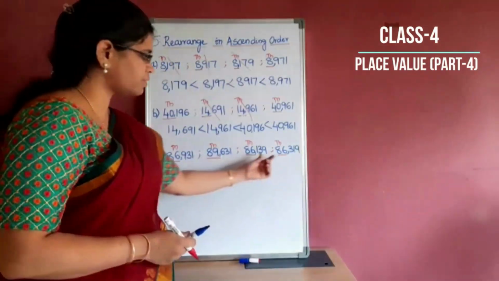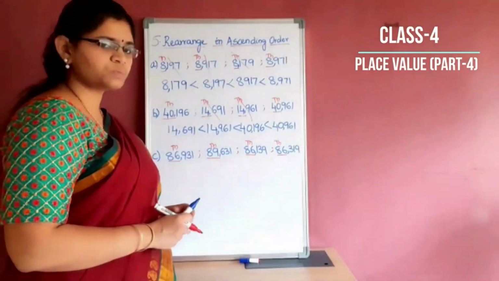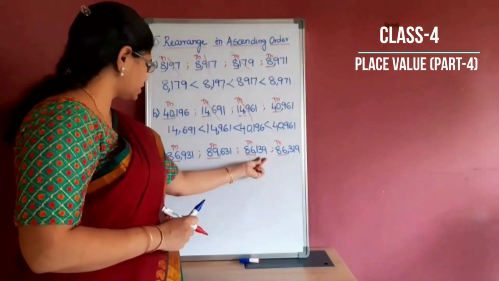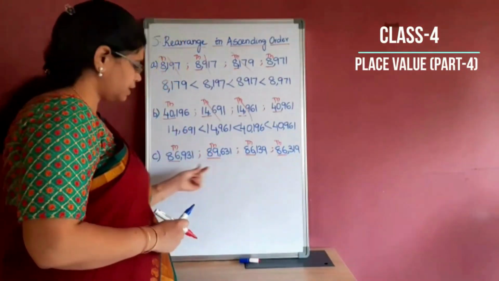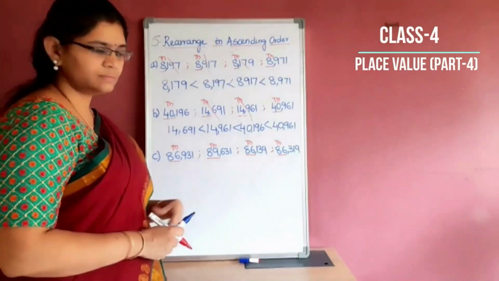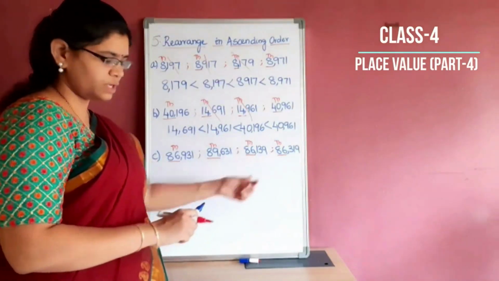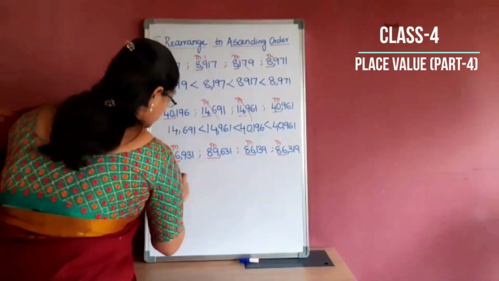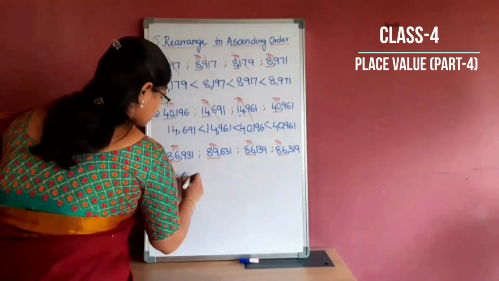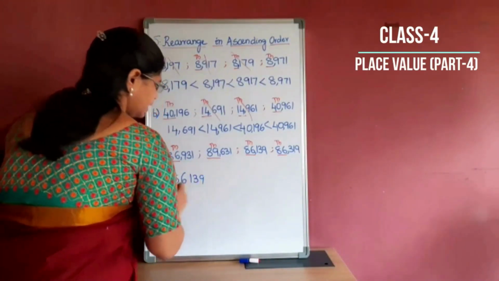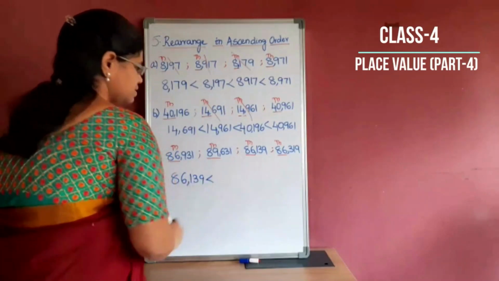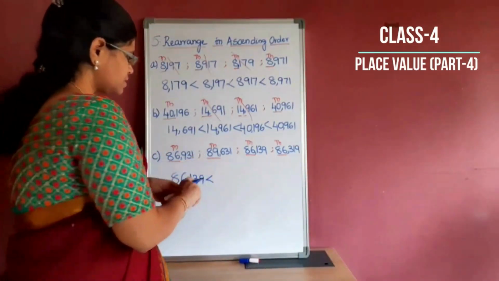So in these three, which is the smallest? See here, 139 or 319 or 931. 139 is smallest among all. So I am writing this one first as 86,139. Next children, this is done.